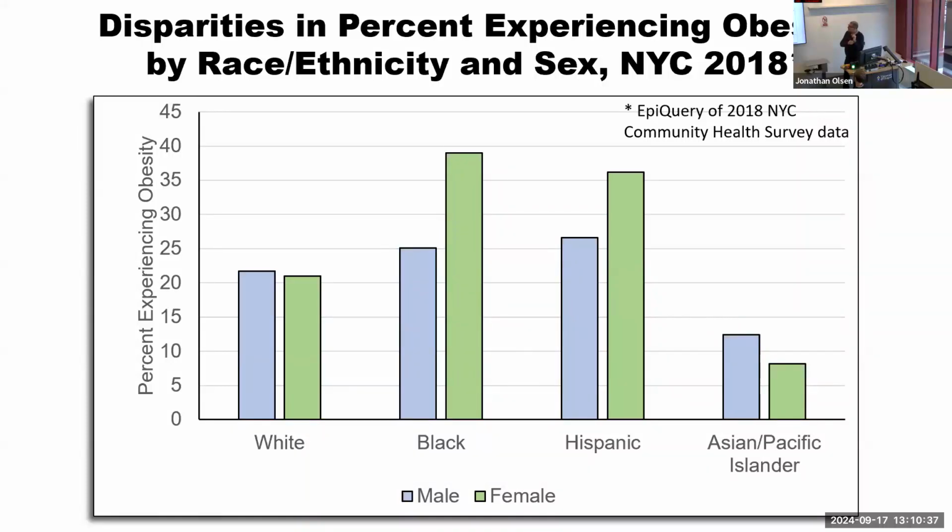And so what I've plotted here is the prevalence of obesity by sex and race ethnicity. And so you can see amongst Black and Hispanic residents in New York City, this big disparity in the prevalence of obesity by sex. You also see that Black and Hispanics have the highest prevalence of obesity in the city. Asian and Pacific Islanders the lowest.